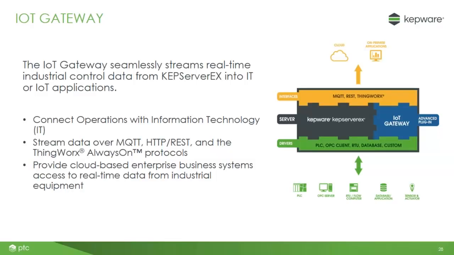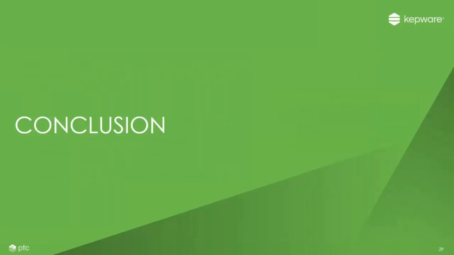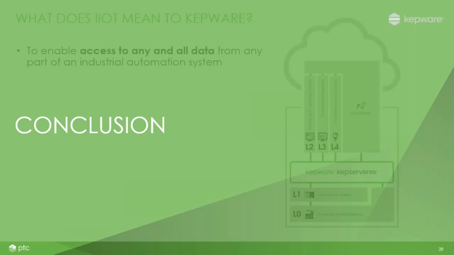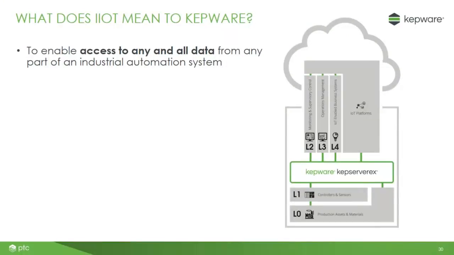So just to move towards a conclusion here, to rehash, to us, the industrial Internet of Things means a lot of different things to a lot of different people, and so we've tried to distill it down into something that works for Kepware, and that's simply to enable access to any and all data from any part of the industrial automation system. So that could be traditional layer 2, 3, and 4, or we could be bridging all the way to an IoT platform running in Amazon Web Services or Microsoft Azure, or ThingWorx running in the cloud, let's say. We talked through a few different customer scenarios.